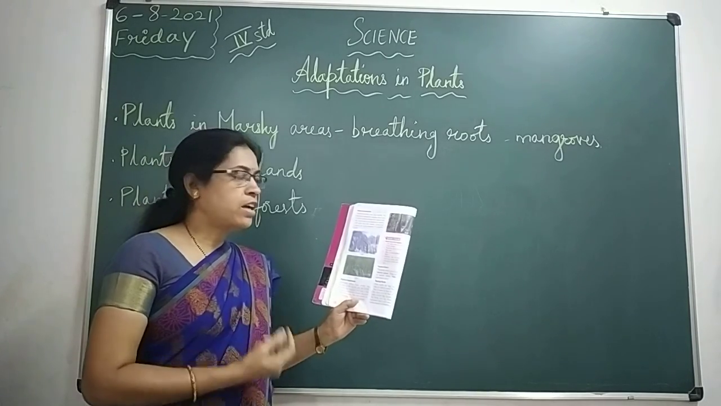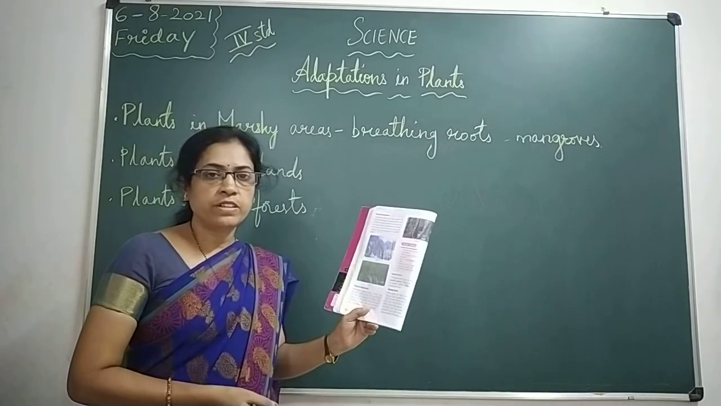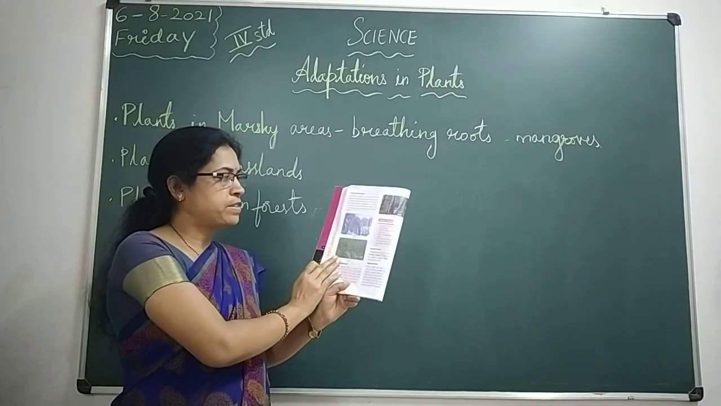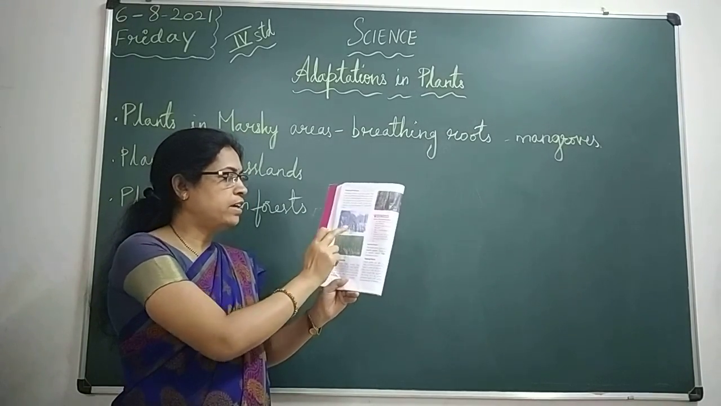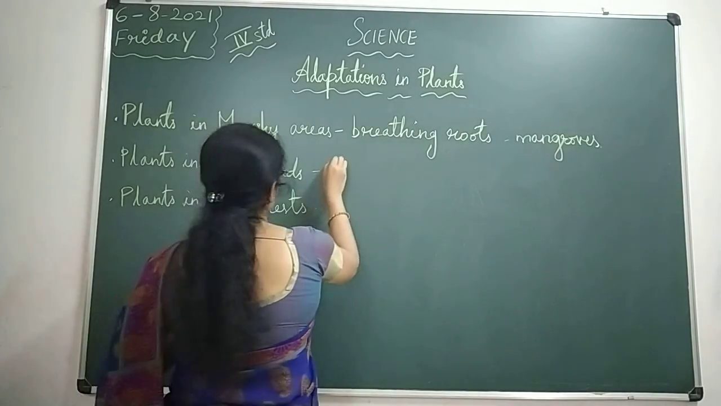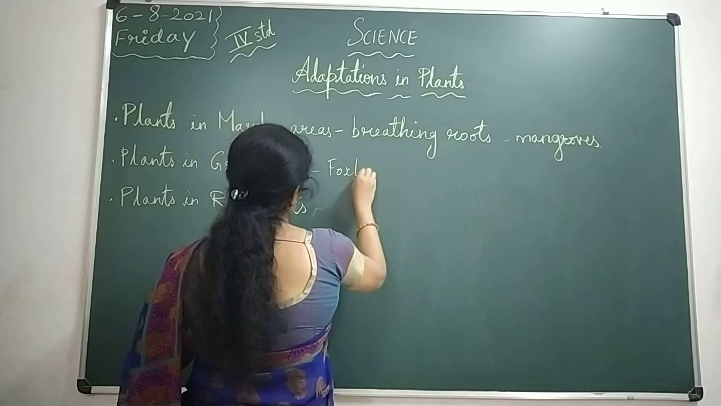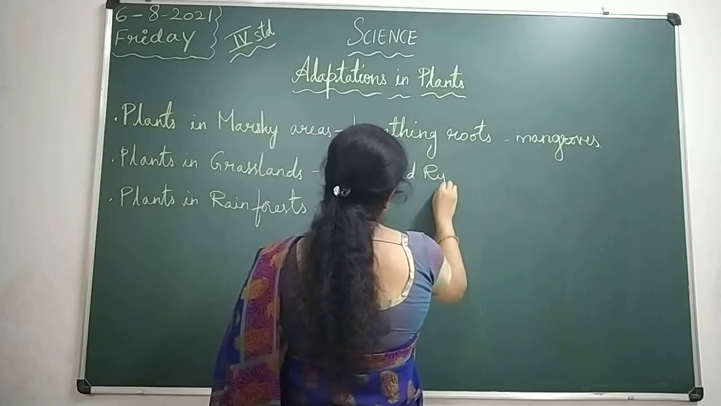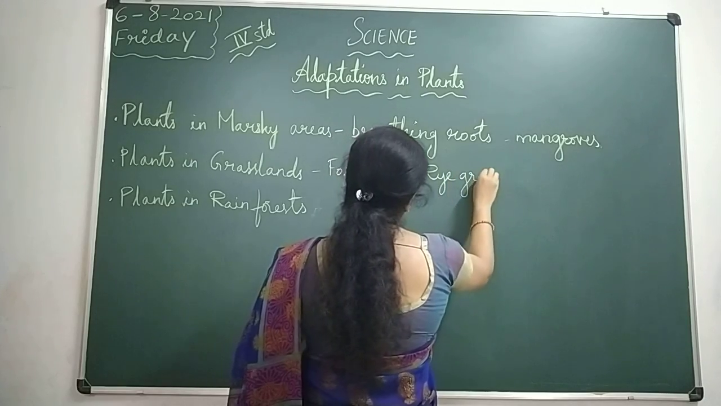And a large area of grassland is covered with grass and wildflowers. Two examples they have given here: foxtail and ray grass are examples of grasslands.